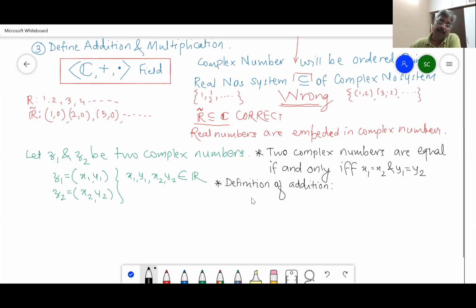Okay, okay. Definition of summation: Z1 plus Z2 is equal to a new complex number which will look like, as you are suggesting, (x1 plus x2, comma, y1 plus y2).